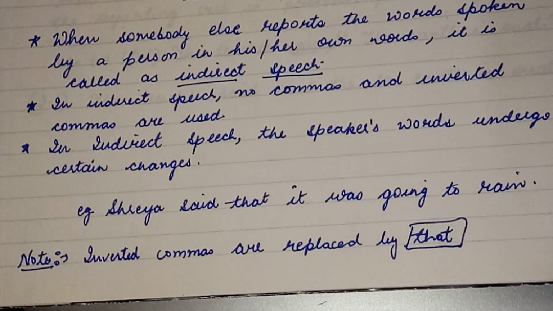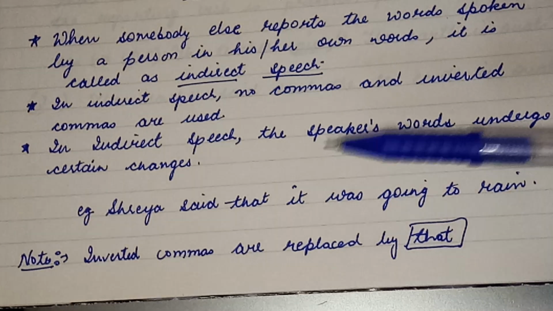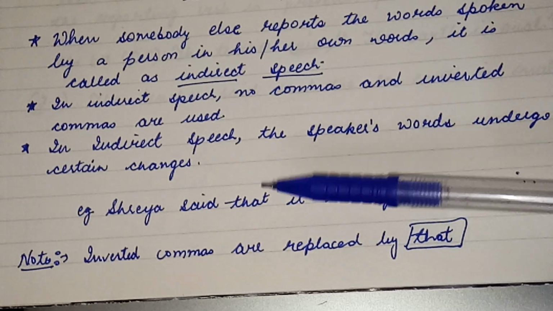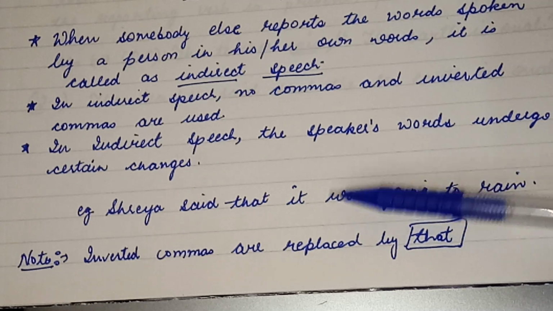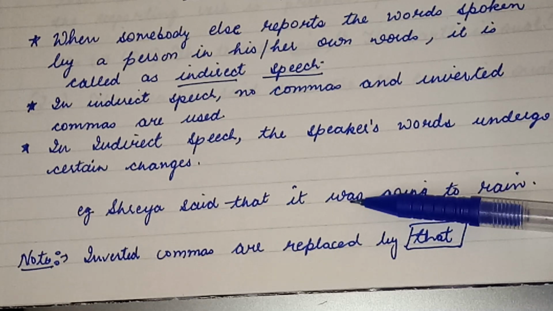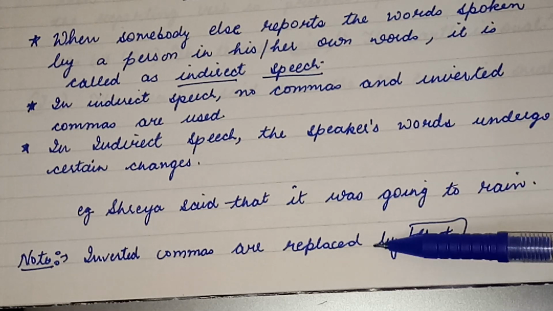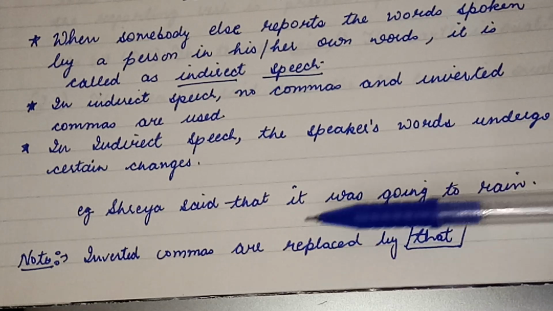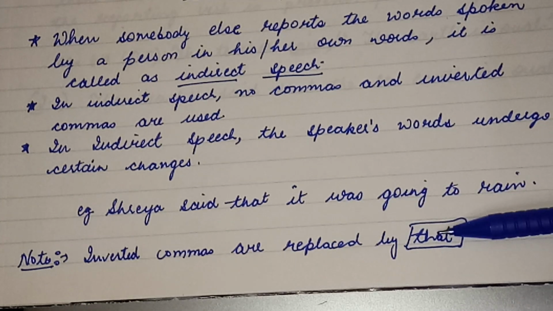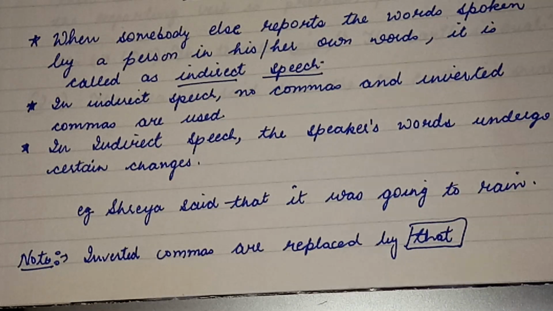So, to understand those changes, we have certain rules. Here, Shreya said that it was going to rain. You can see many changes are there. No commas and no inverted commas are there. That has been replaced by that. "Is going" is written, it has been replaced by "was going". Now let us do the rules: why this "is" has been changed into "was", and where are those commas gone. Those commas have been replaced by that. This is the first thing that you come to know.